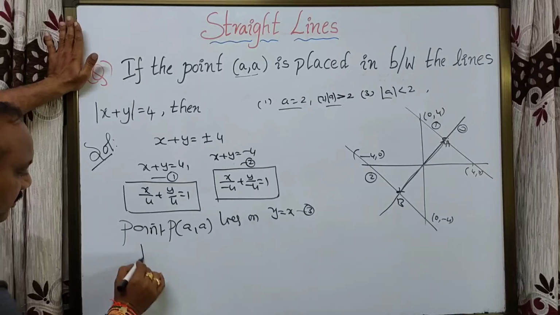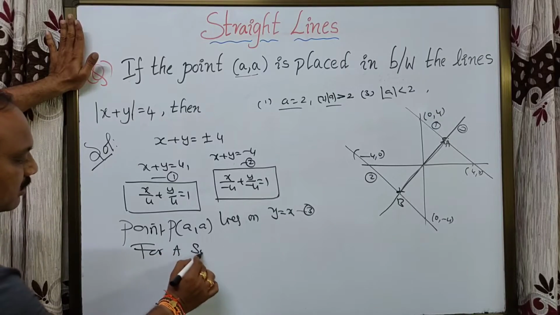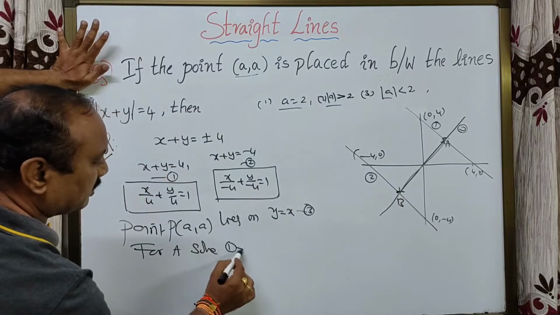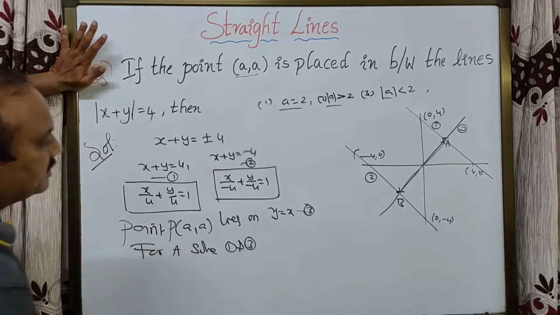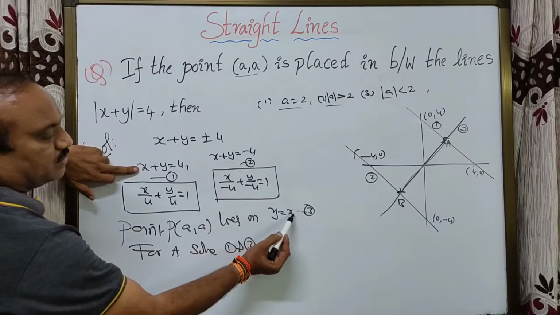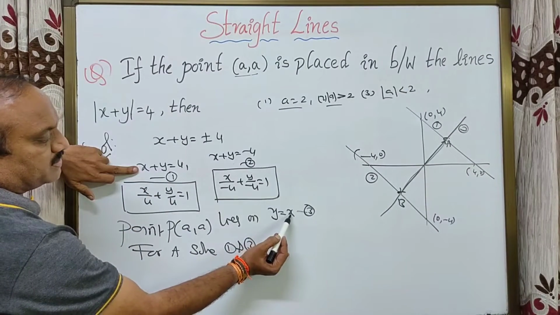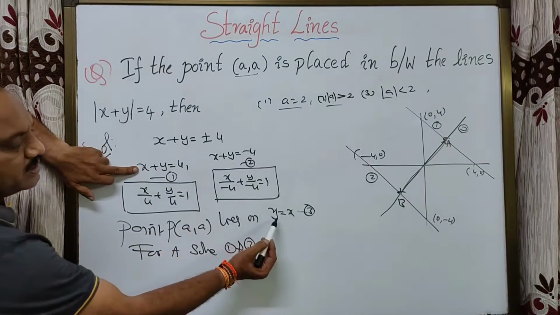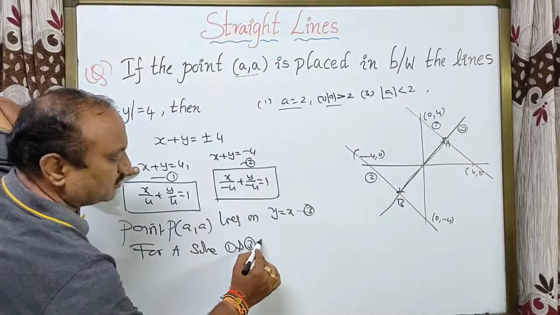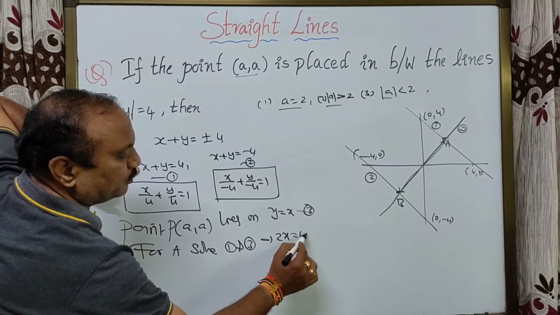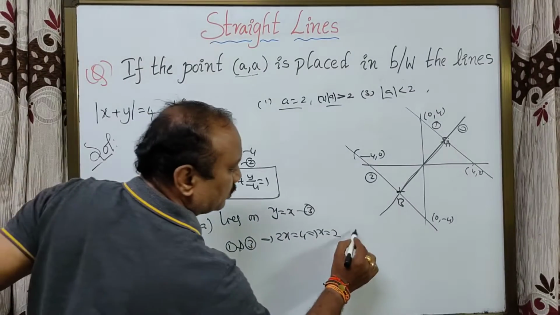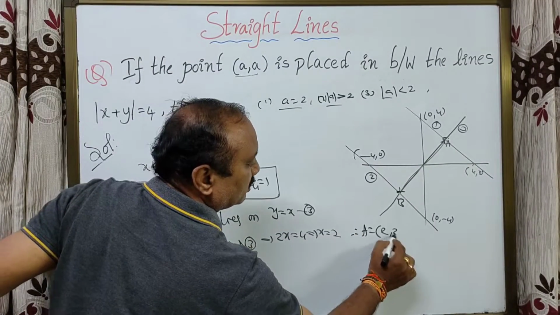For A, solve lines 1 and 3. Dear students, line 1 is x + y = 4. Here y = x. Substitute x in place of y. x + x = 2x. 2x = 4, x = 2. Since y = x, y = 2, therefore point A = (2, 2).